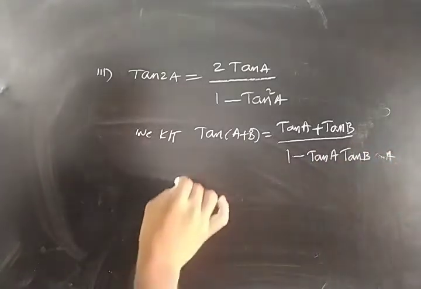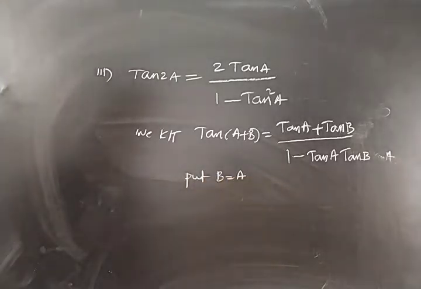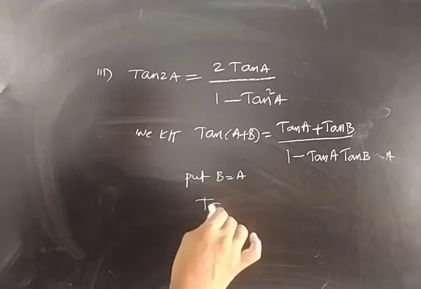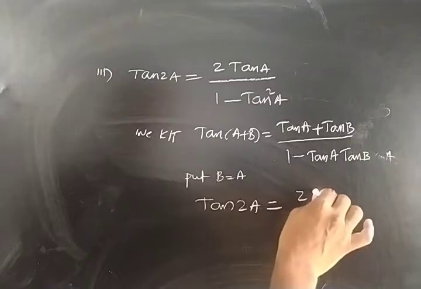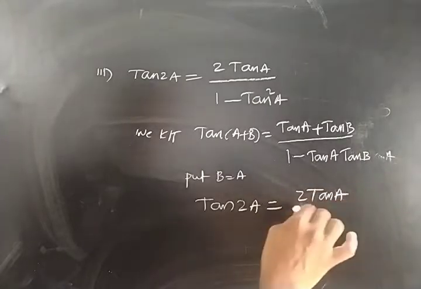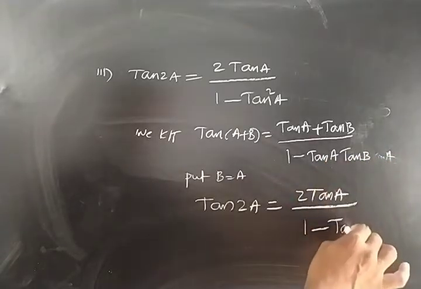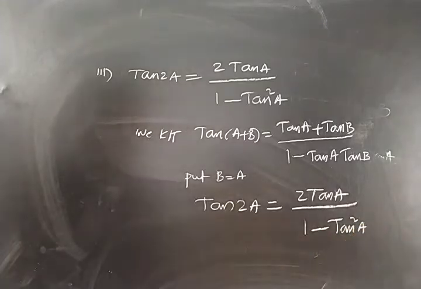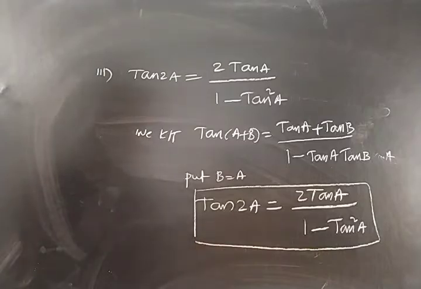What I am doing, again, is keeping in place of B the angle A. Then the left hand side becomes tan 2A, and the right hand side is tan A plus tan A, 2 tan A, and in the denominator 1 minus tan A into tan A, tan square A. This is the tan 2A formula, the third identity. Now these are the double angle identities. Now I am going to derive the triple angle identities.